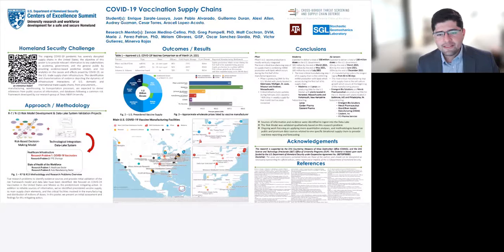main manufacturing elements. We have identified those sources of information to target and ingest into the data lake system. The R7 risk model was successfully validated, at least qualitatively, for using this research problem. And we're also working on applying more quantitative analysis and methodologies focused on a specific bilateral supply chain to provide relevant information and forecasting in almost real time to decision makers.